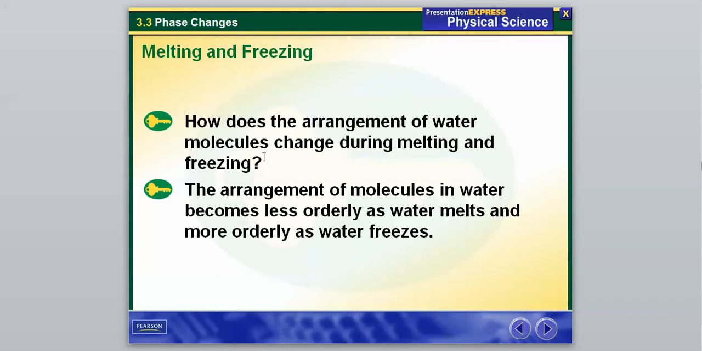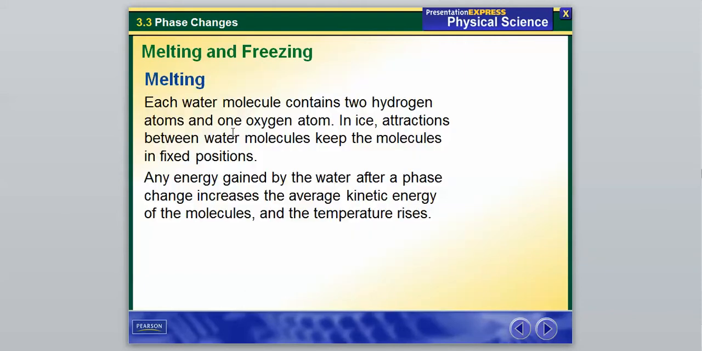The answer is the arrangement of molecules in water becomes less orderly as water melts and more orderly as water freezes, which makes sense. Again, this is exactly what we talked about when we first introduced solids, liquids, and gases. As water freezes, it's going into the solid stage, and when it's melting, it's in the liquid stage. So melting is our first one.